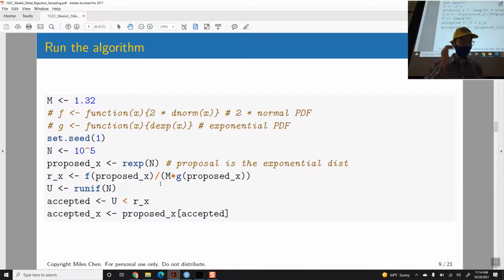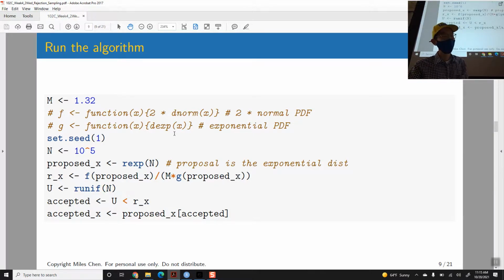Okay, so here is just how the function will work. Here's just the algorithm. The constant that we're going to use is 1.32. The f is basically 2 times dnorm, okay? That's 2 times the normal PDF, the PDF of my folded normal. And then here, g is the PDF of the exponential distribution, e to the negative x.